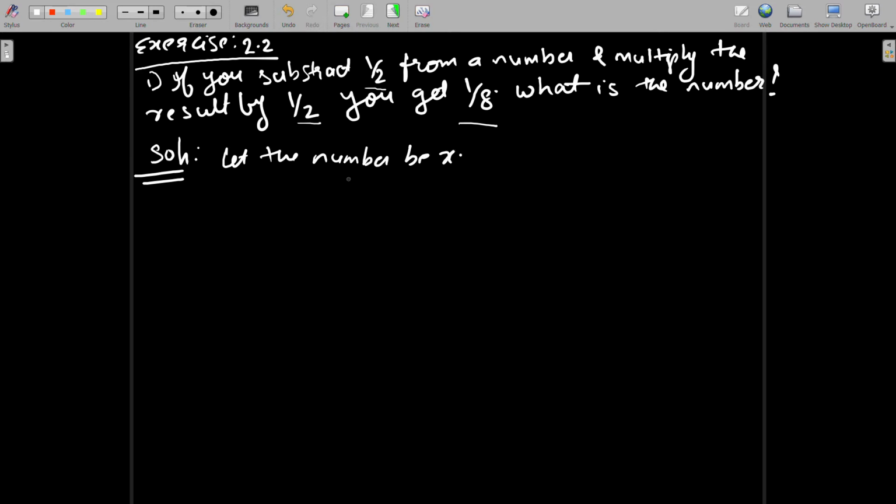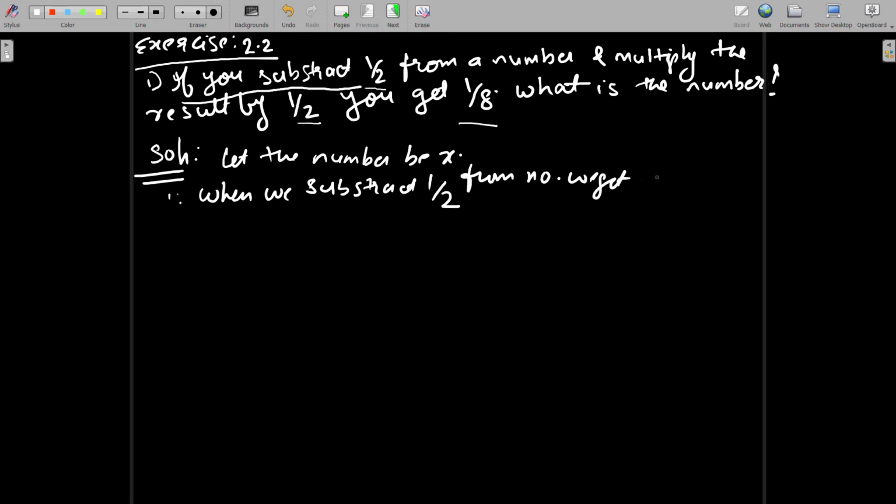Now when we say that the number is x, as per the first part of the question, if you subtract half from a number, the equation will be what? When we subtract 1 by 2 from the number, we get, what is the number? x, and what we are subtracting? 1 by 2. Okay, this is what the result is.